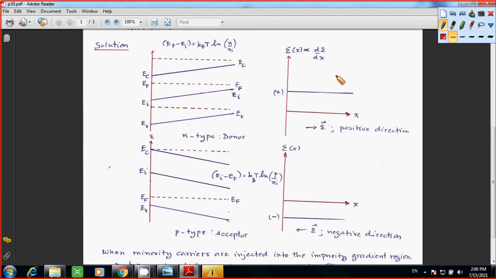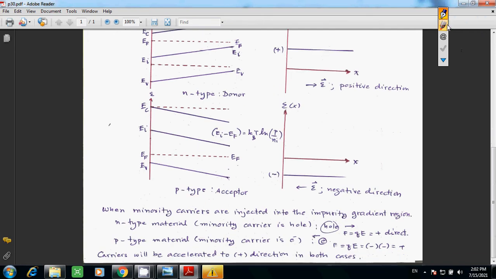And since you know that E is directly proportional to the change of the energy with respect to x, you can see this one is the positive slope, right? Actually, I should write this down as E, that energy from the left plot. So that gives you an electric field in the positive direction, and it's constant because this is a linear energy band diagram. And for a p-type acceptor, the slope becomes negative, so that gives you E in the negative x direction. This is the conclusion.